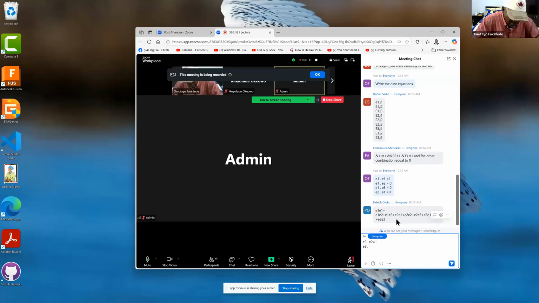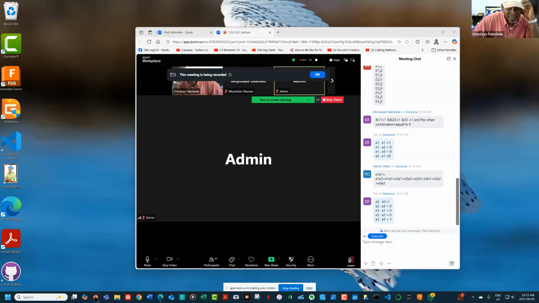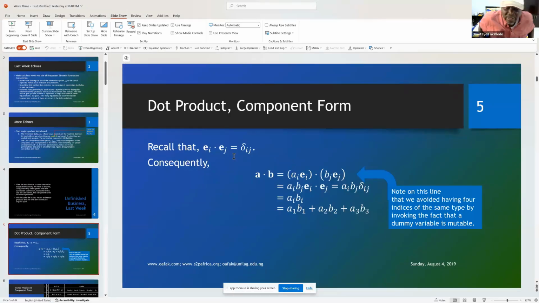E2 dot E3 is equal to 0. E3 dot E1 is equal to 0. E3 dot E2 is equal to 0. Then E3 dot E3 is equal to 1. So when you have the equation we just looked at, this single equation is actually representing 9 different equations.